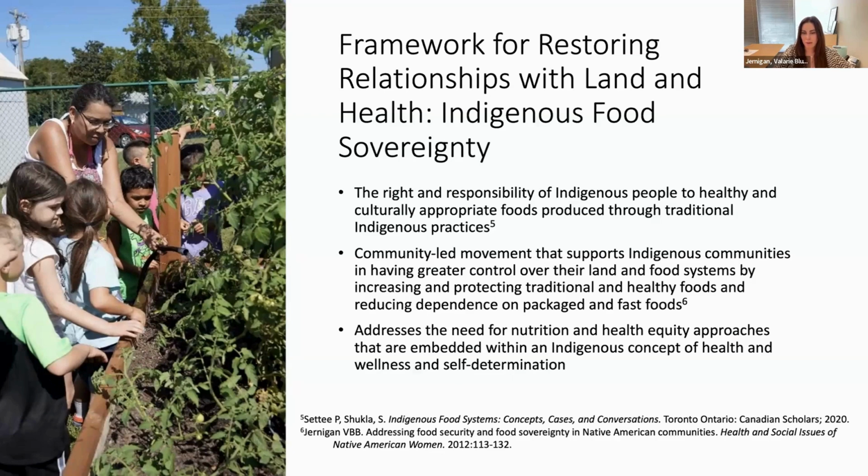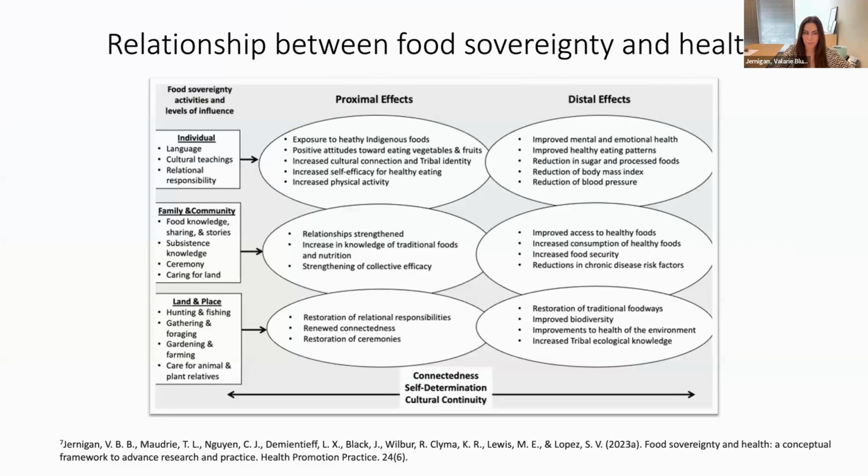This is a community-led movement that supports Indigenous communities in having greater control over their land and food systems by increasing and protecting traditional and healthy foods and reducing dependence on packaged and fast foods. And it really addresses the need for nutrition and health equity approaches that are embedded within an Indigenous concept of health, wellness, and self-determination.